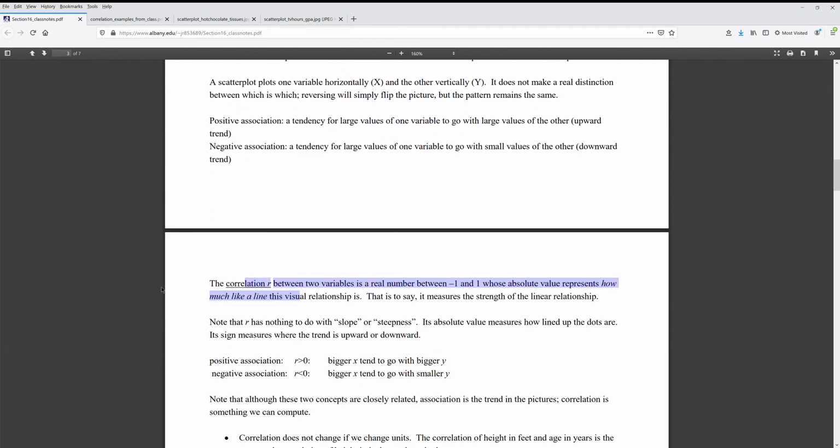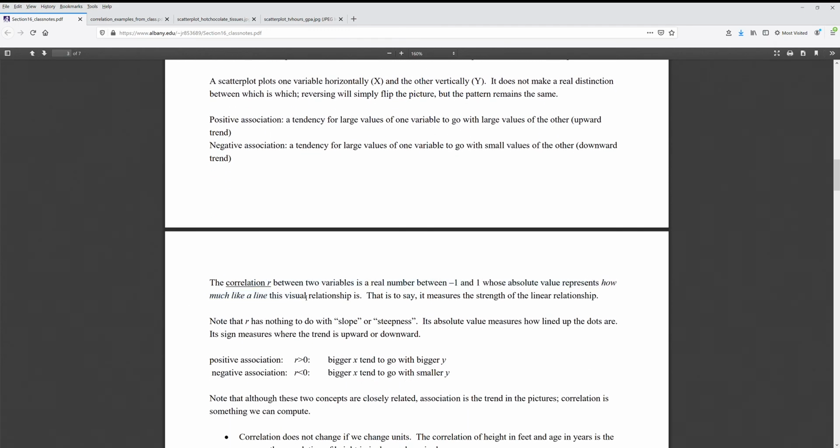However, the numerical aspect of r has nothing to do with steepness. It has to do with how lined up the dots are. That is to say, r is not slope. R is in no sense of the word slope, apart from the obvious. If it's a positive number, then there's an upward trend, largest going with largest, smalls going with smalls. And if it's a negative number, then there's a downward trend.